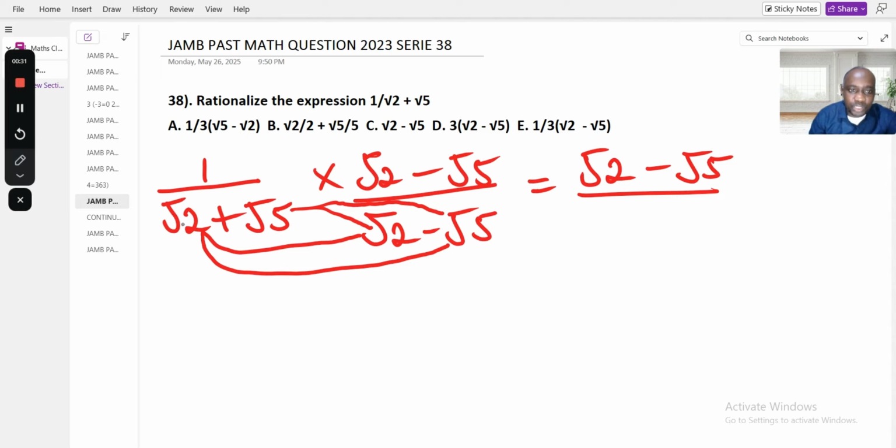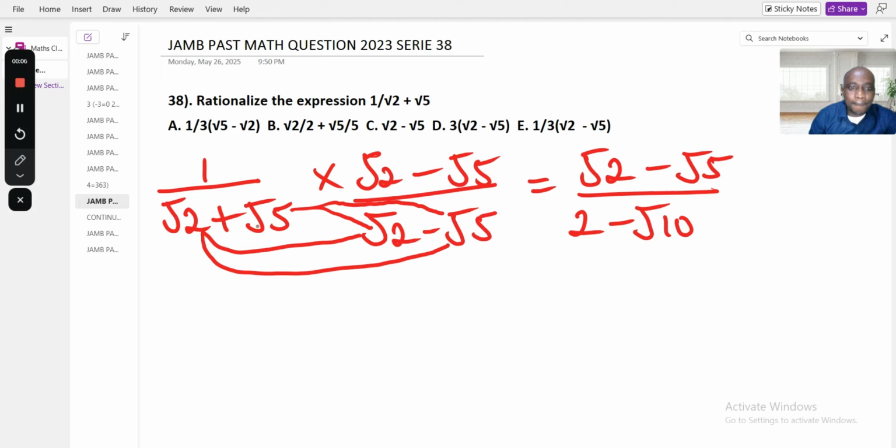Let's go first with square root of 2 multiplied by square root of 2. That is going to give us what? Square root of 4. What is square root of 4? 2. Already that one has opened. Now let's go to the next one. Square root of 2 multiplied by minus square root of 5 is going to give us what? Minus square root of 10, because 5 times 2 is going to give us 10.